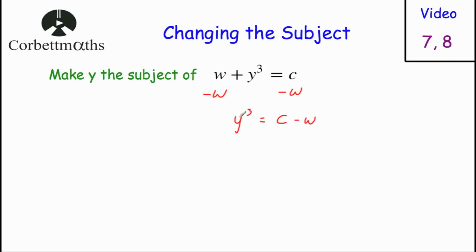Now we want to get the y on its own, and it's y cubed, so we're going to work out the cube root of both sides. So the cube root of y cubed, well, that would just be y. And on the right hand side, we want to find the cube root of this. So to find the cube root of this, we'll do a cube root, and then underneath we'll just write c minus w. We're working out the cube root of c minus w, and that's it. So we have made y the subject of this formula, w plus y cubed equals c. When we make y the subject, y is equal to the cube root of c minus w.